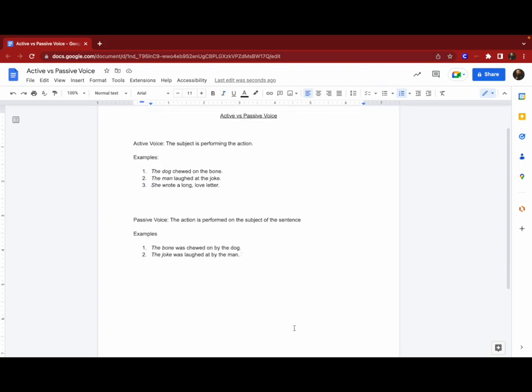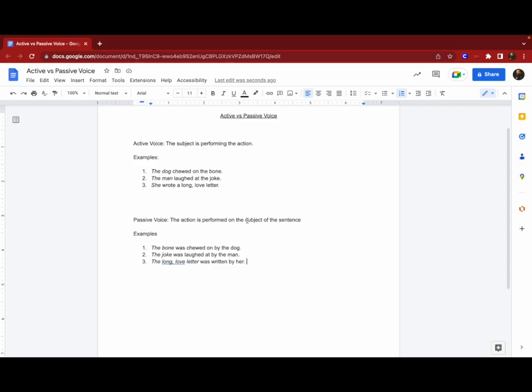So if we were to rewrite it in the passive voice, we would say, the long love letter was written by, and when we move she to the end of the sentence, it's her. Okay? So the difference here is that the person doing the action was moved to the end of the sentence, and now the subject of this sentence is in fact the long love letter, not she. Okay? So there's a lot of reasons why you might use passive voice versus active voice.